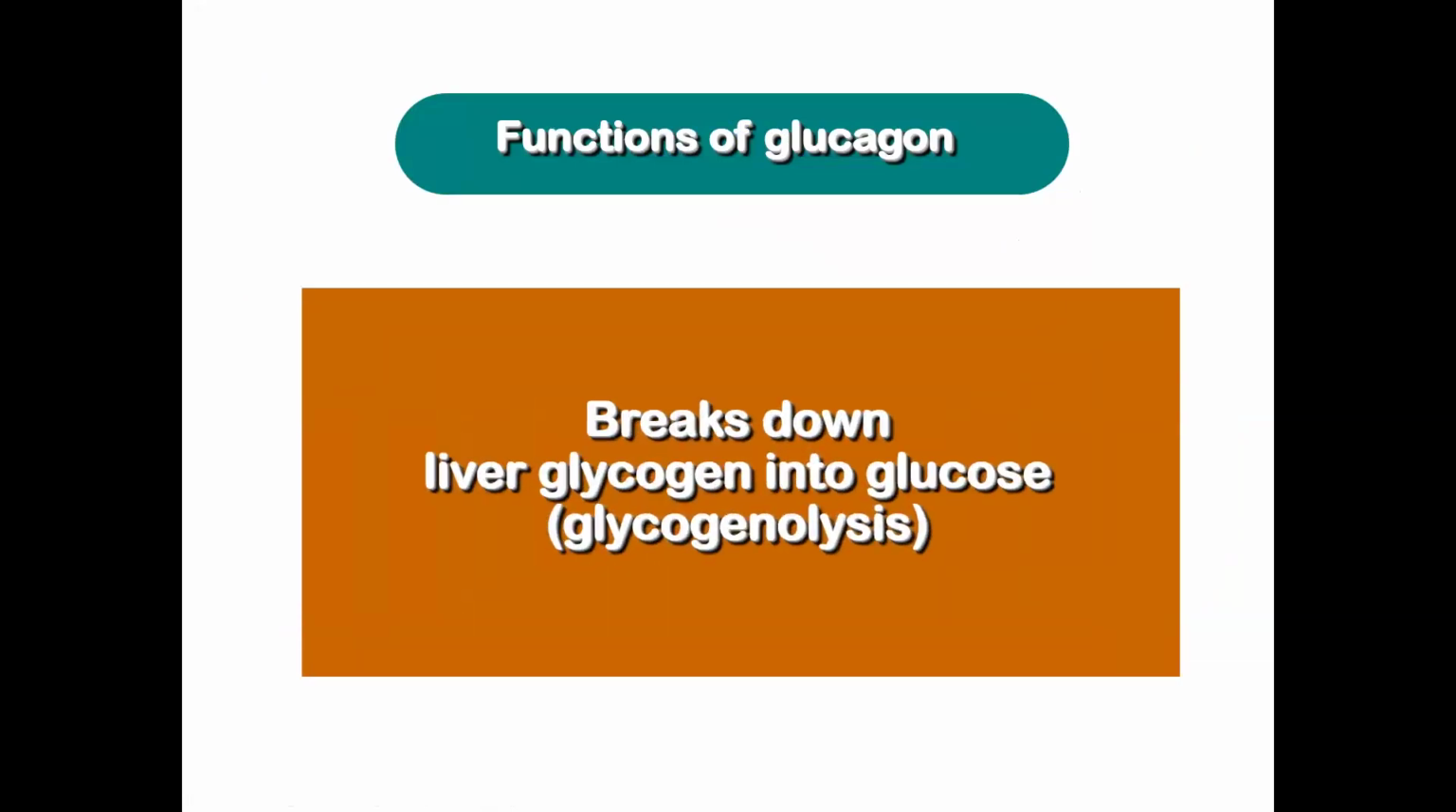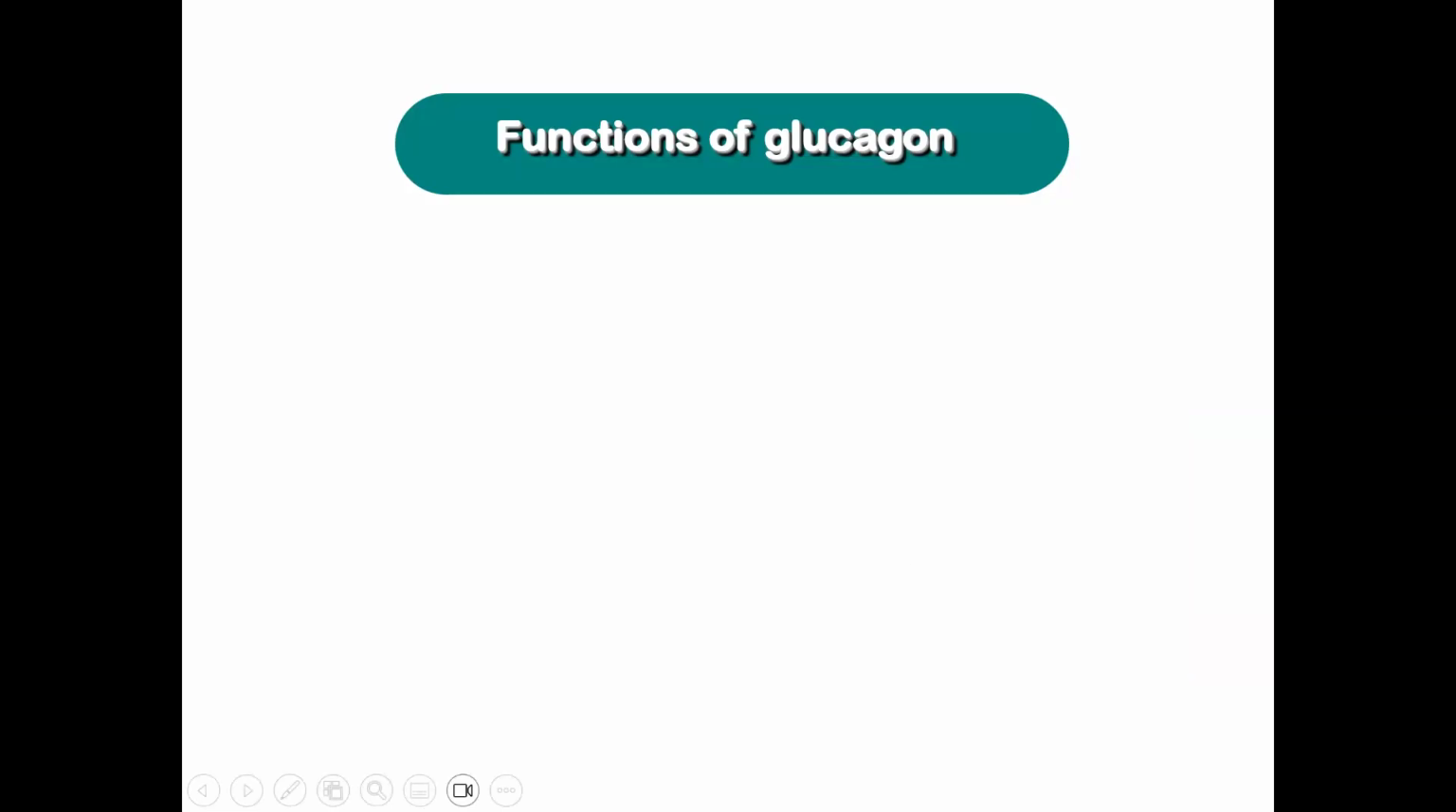So the insulin decreases the blood glucose, but glucagon will increase the blood glucose level. How will it increase the blood glucose level? It will cause the breakdown. It is a catabolic hormone, so it will cause the breakdown of glycogen into glucose. This process is known as glycogenolysis. So glucagon stimulates glycogenolysis, which is the breakdown of glycogen into glucose. So blood glucose will increase.